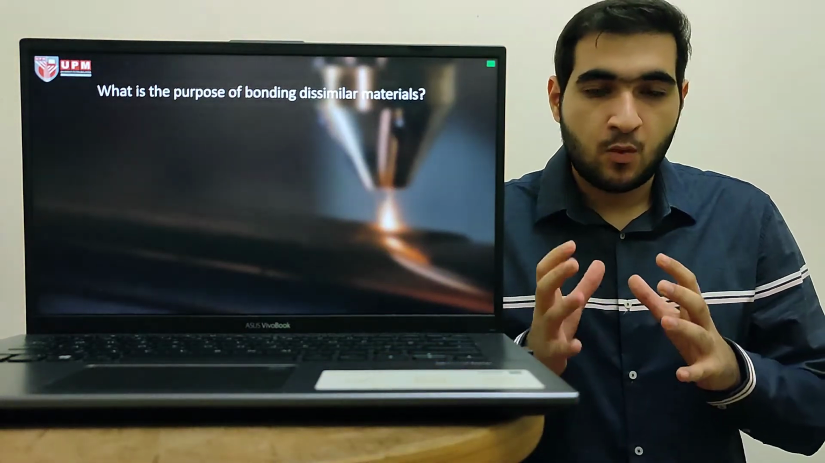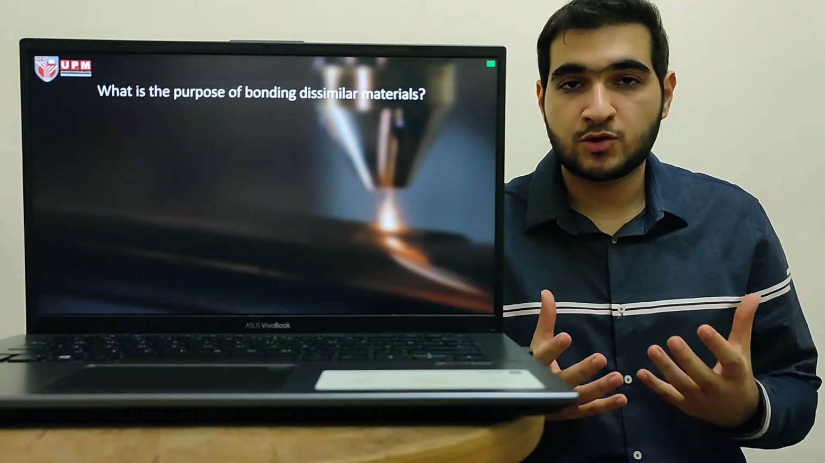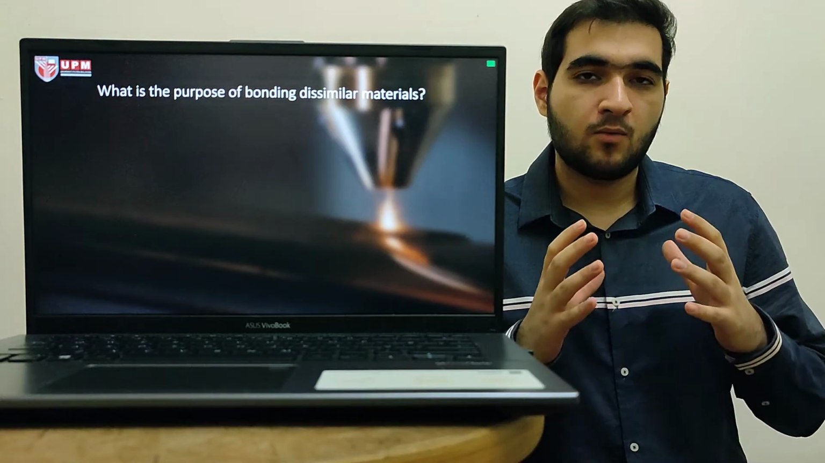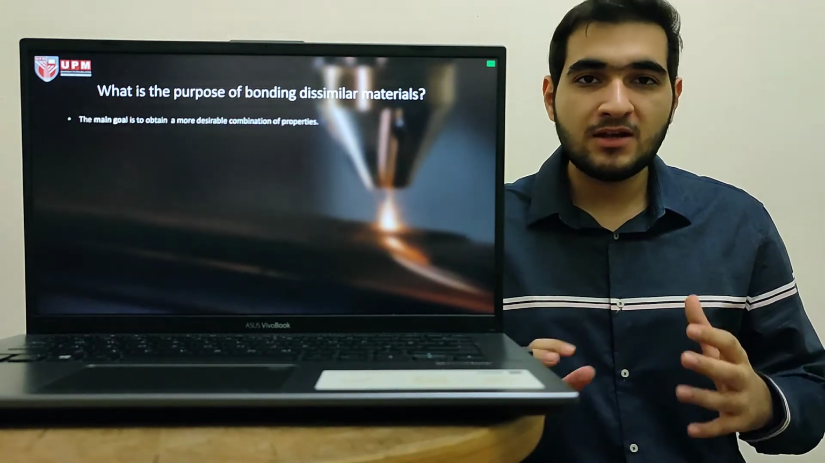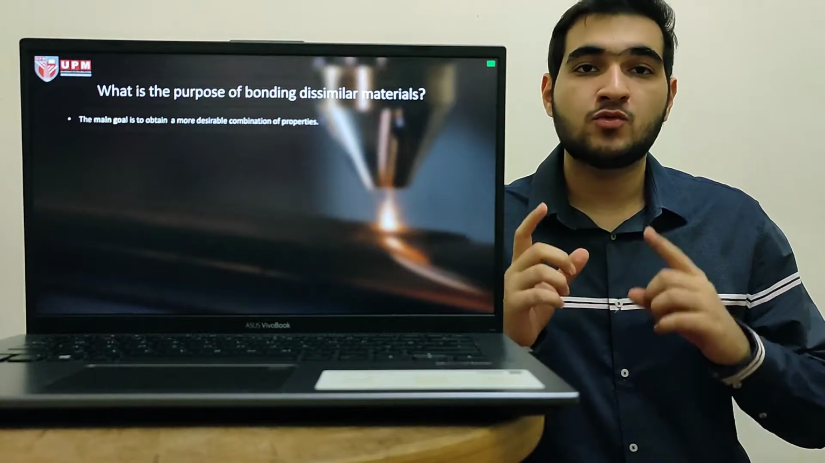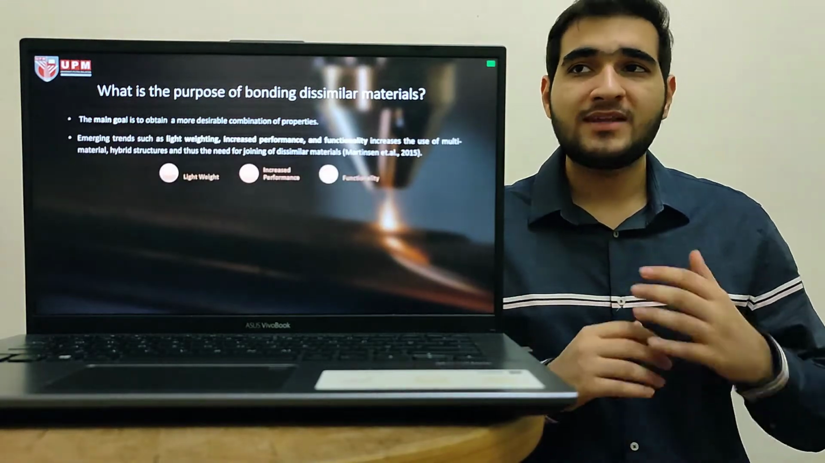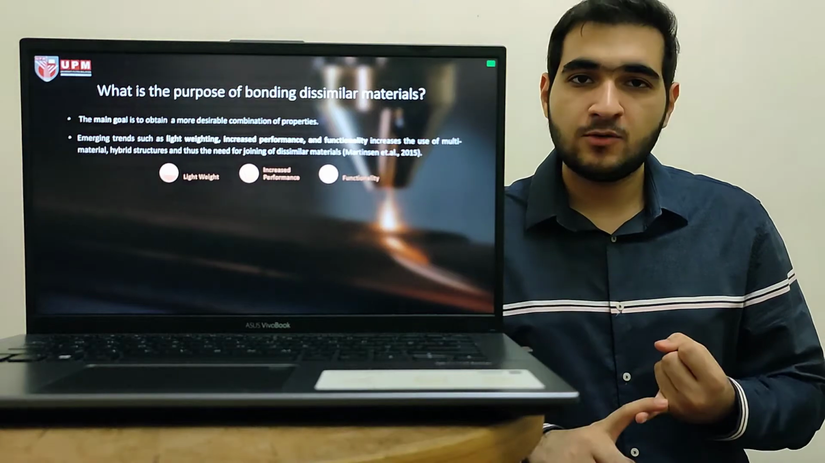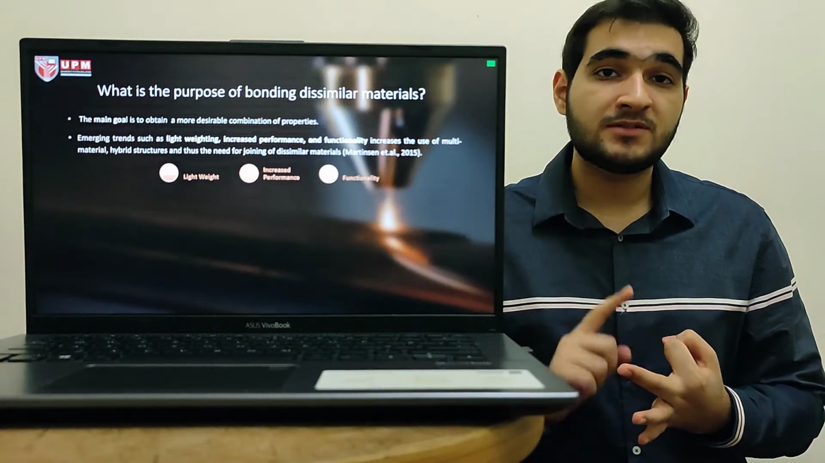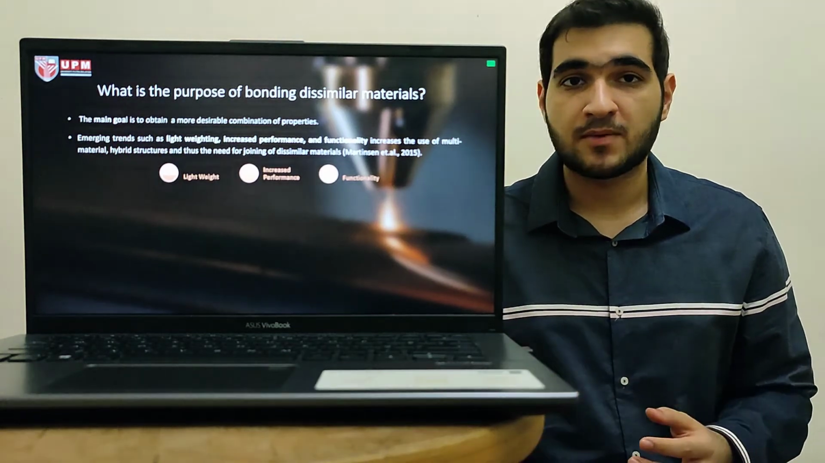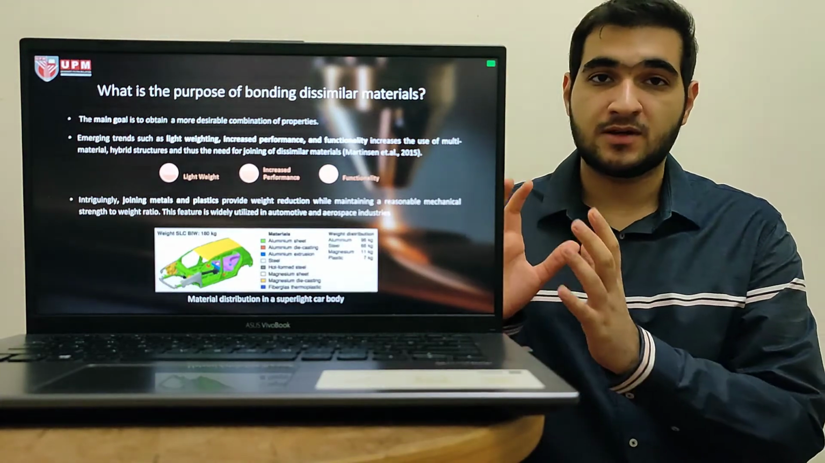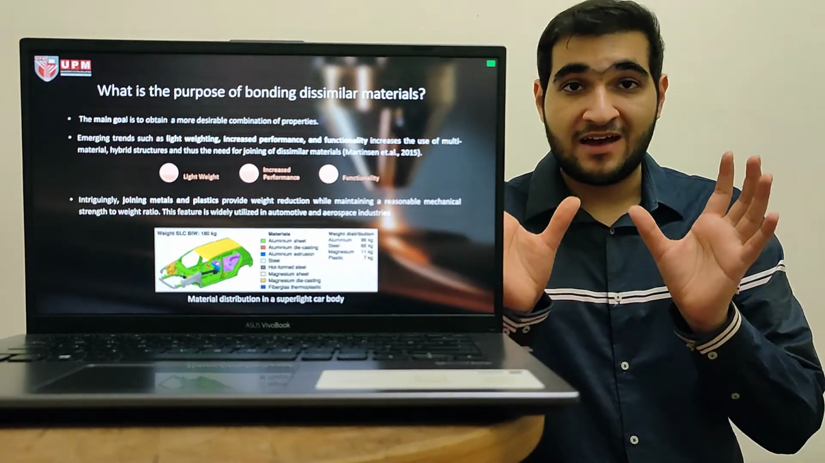So now that we've established what are dissimilar materials, which in a basic description they are materials with different core properties, we're going to ask this question, what is the purpose of joining them? So the main goal here is to have a set of properties in one single component. Now what does that mean? Well, nowadays emerging trends such as lightweighting, performance, and functionality demand the use of hybrid and multi-material structures such as dissimilar materials. So to give one example, when we have plastics or polymers on one side and we have metals on the other side, these two different materials have different characteristics.